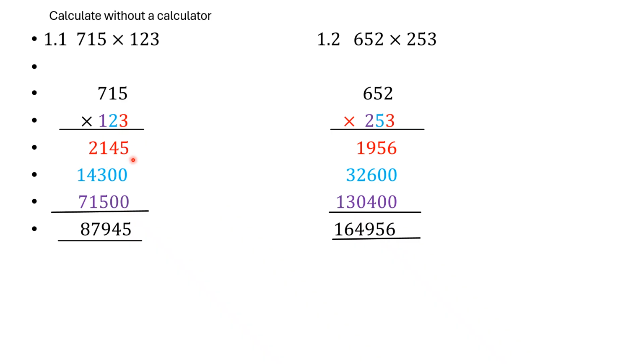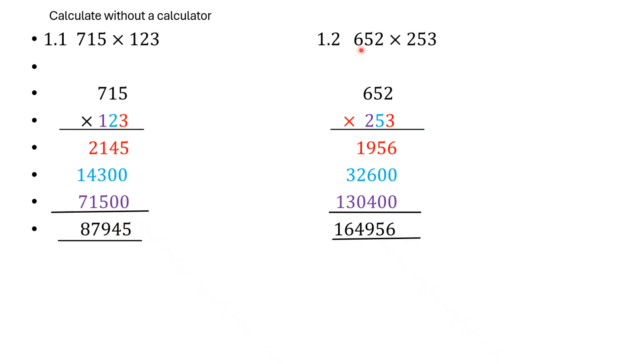So if I add, 5 plus 0 plus 0 gives me 5. 4 plus 0 plus 0 gives me 4. 1 plus 3 would give me 4. 4 plus 5 would give me 9. 2 plus 4 gives me 6. 6 plus 1 gives me 7. And 7 plus 1 gives me 8. So 87,945. So they have multiplied that out without a calculator.